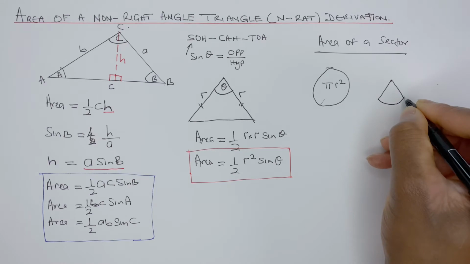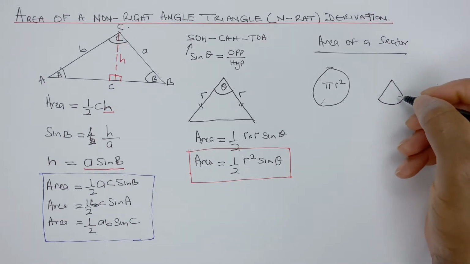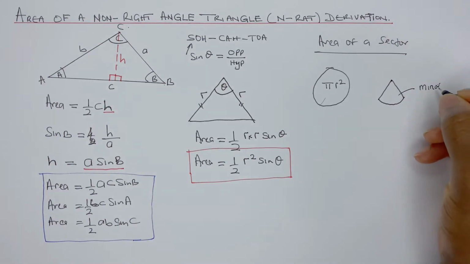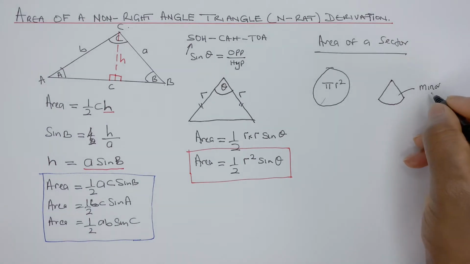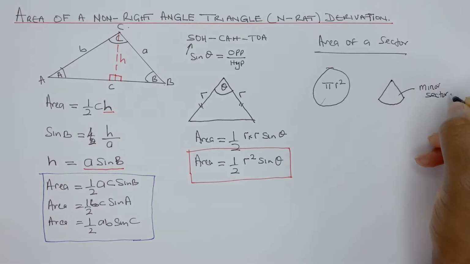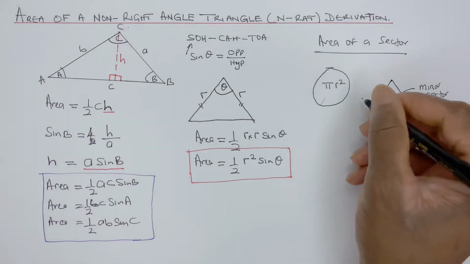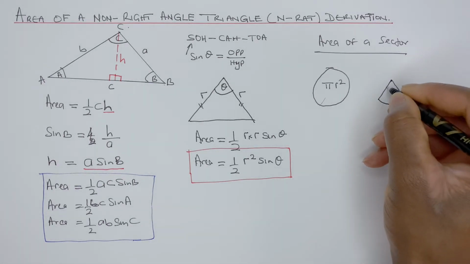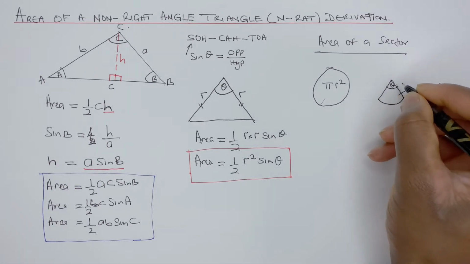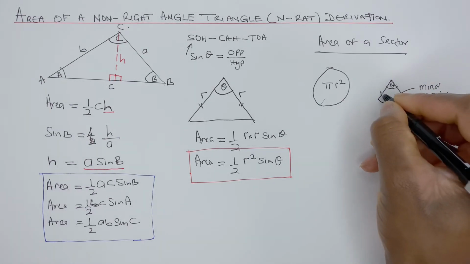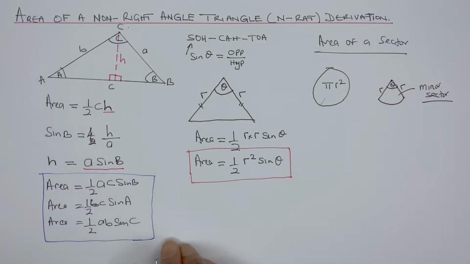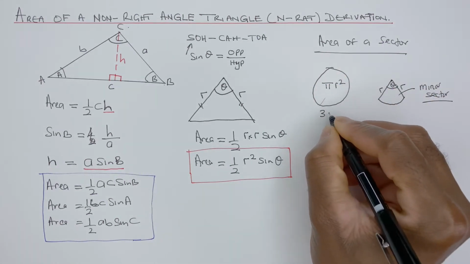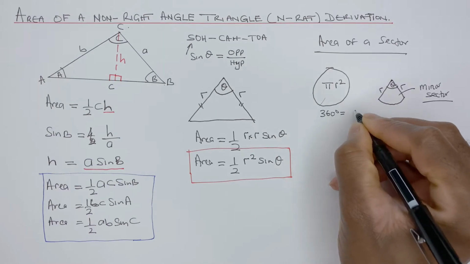This one is a minor sector, because it's a smaller one. The rest of the circle is a major sector. This sector has an angle which we call theta. That means the sides here are the radius, and that's the radius. The angle of a circle is 360 degrees, which we call 2 pi.